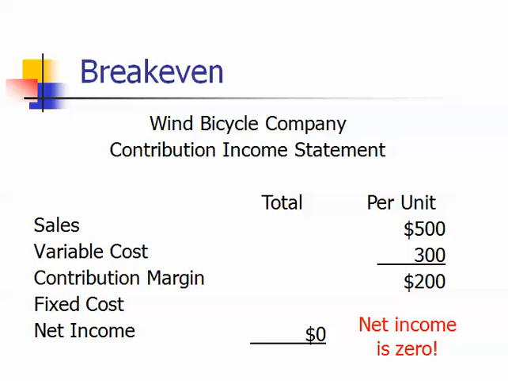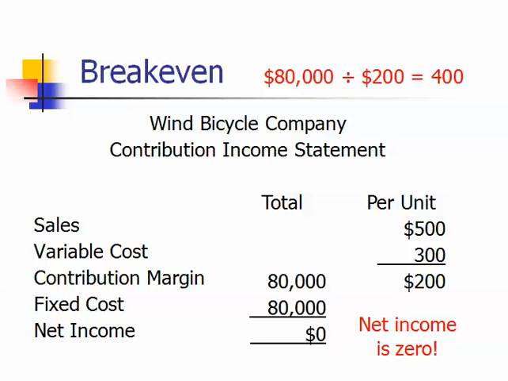Let's use our contribution format income statement to calculate our break-even point. Our break-even point is where our net income is zero. Since our fixed costs are $80,000, then we're going to need to earn a contribution margin of $80,000 in order to break even. We can calculate the number of units or bikes that we need to sell to break even by taking our $80,000 contribution margin and dividing it by our $200 contribution margin per bike. We can see then to break even we'll need to sell 400 bikes.